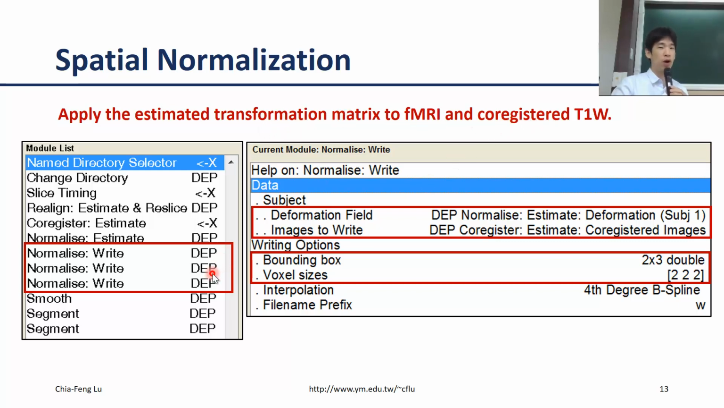And the second one is for the fMRI data set. Of course, we will set the file dependency. So the first one may be the output from the co-registered step right here. That means the anatomical imaging. And the second one, we will set the dependency to this one, realignment right here. Okay, and the final one, we will apply the transformation matrix to the so-called mean fMRI data.